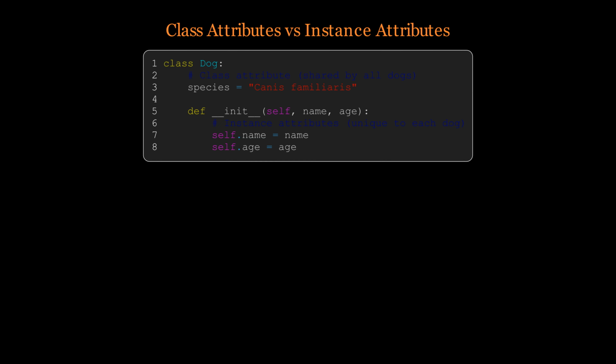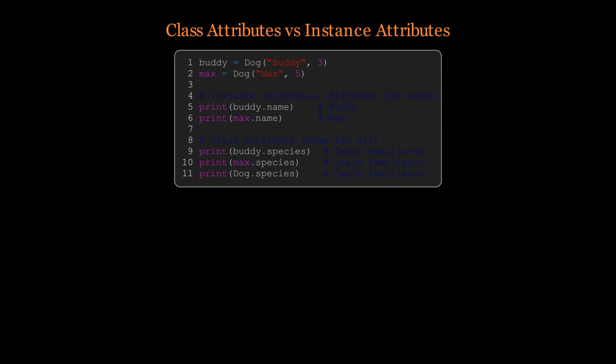Name and age are instance attributes defined inside __init__ with self. Each dog has its own unique name and age, but all dogs share the same species value. Buddy and Max have different names because those are instance attributes. But both have the same species because that's a class attribute. You can access class attributes through instances or through the class itself. Use class attributes for data that should be the same for all instances.